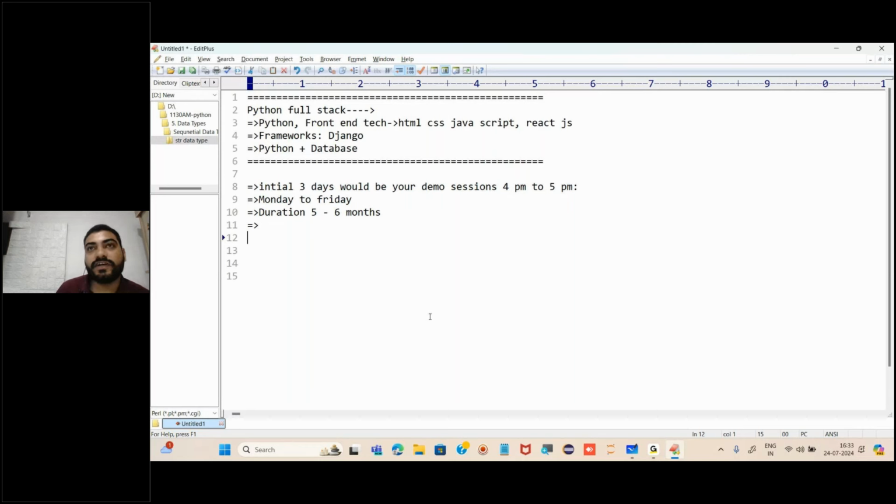Everything should be in perfect manner. In resume, everything should be in perfect manner. Why? Because from top to bottom of your resume, every keyword has to be in a perfect way. For example, you are applying for a Python developer.